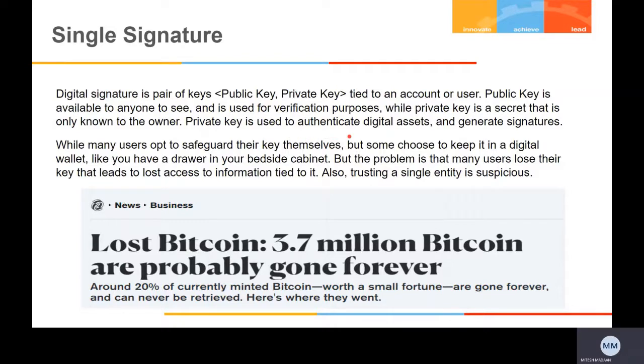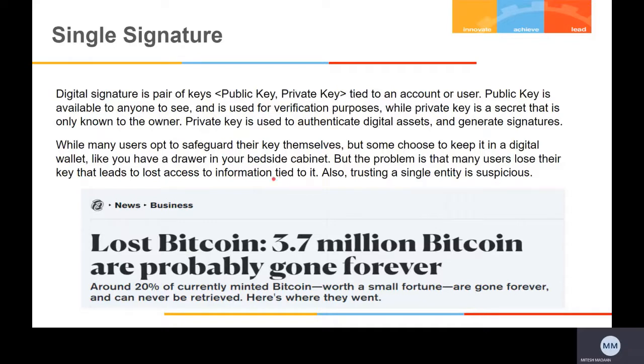Consider the news: they were saying that 3.7 million bitcoins are probably gone forever. These are lost bitcoins. They are never coming back. The problem is that I have the private key and only I can access that particular information. Obviously, I won't be sharing it with anyone, otherwise it won't be private. But if I lose the private key, or accidentally someone gets access to it, they can control my information. Or even if I lose it, I can't access it and no other person can access that information.